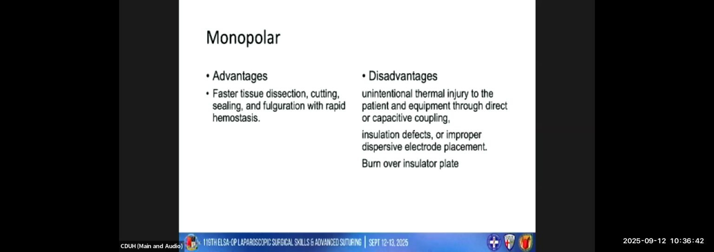So what are the advantages of monopolar, which is the most commonly used electrosurgical energy? Well, as you all know, it's faster. There's faster tissue dissection, cutting, sealing, and hemostasis. The disadvantage, which will be discussed later, is that there will be a lot of unintentional thermal injury once the circuit is disrupted. These include insulation defects, improper dispersive electrode placement, and also sometimes we still see, if not properly placed, a burn over the plate.